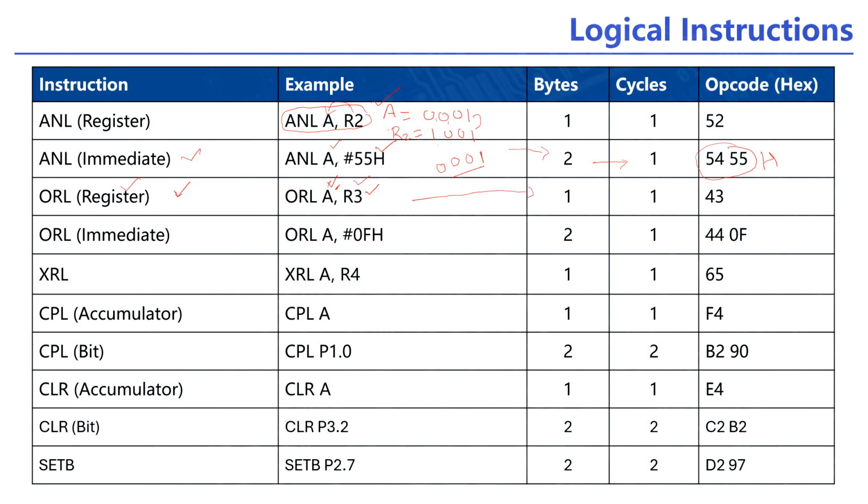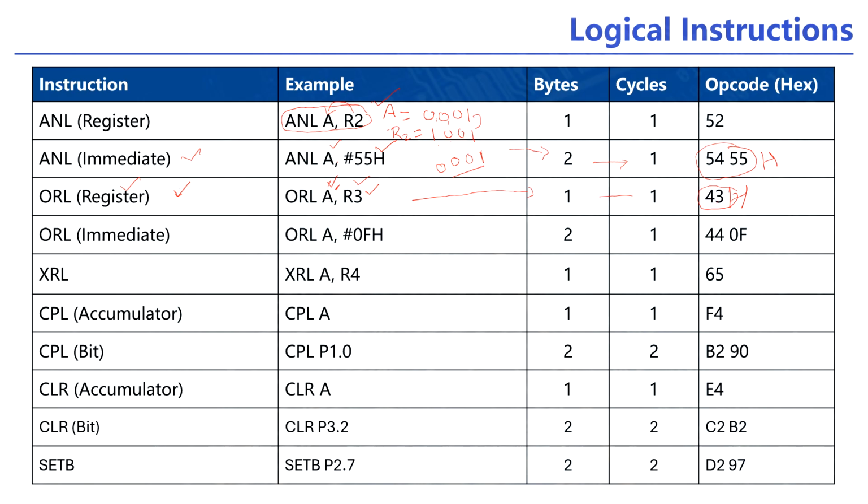Now this instruction is a one byte instruction. The execution time for this instruction is 1. Opcode, you also remember this thing if required. 43, so not a 43, you just read in this way 43H.